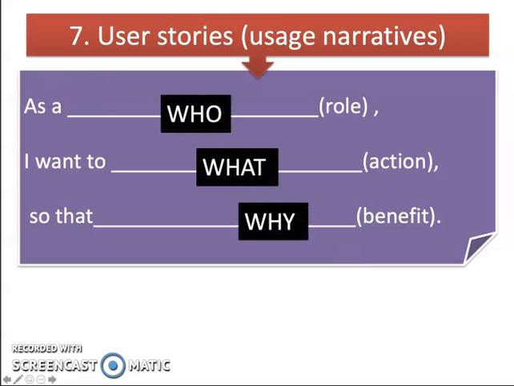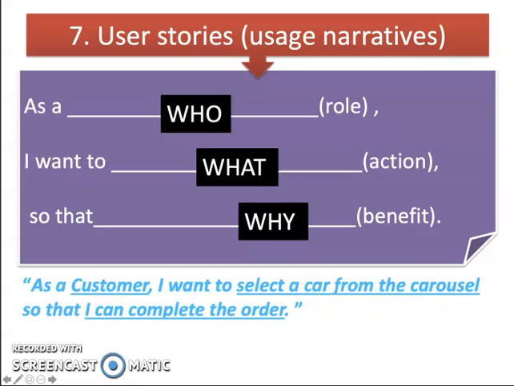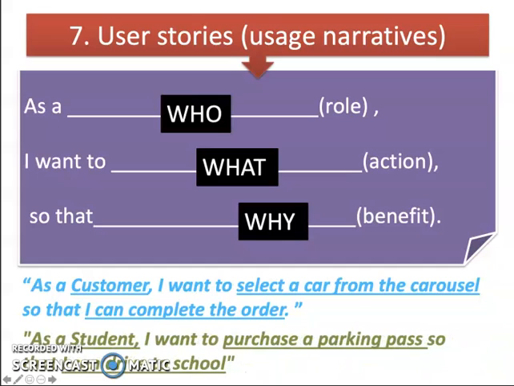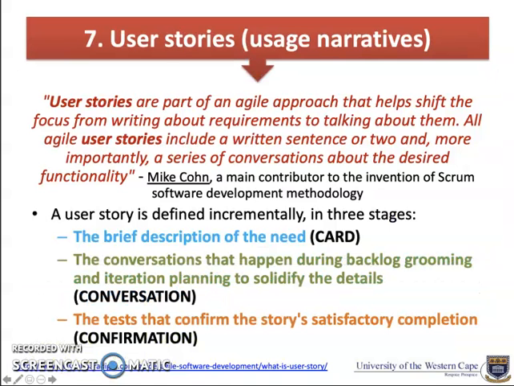So it will always be written in this format: as a who, meaning the role, I want to do what, meaning the action, so that why, meaning the benefit that I want to derive from this action. Examples here are, as a customer, I want to select a car from the carousel so that I can complete the order. As a student, I want to purchase a parking pass so that I can drive to school. I'm sure that you can look at the case studies that I've shared and identify many more user stories. This is the format that we will use, and there is a reason why we stick to that format.